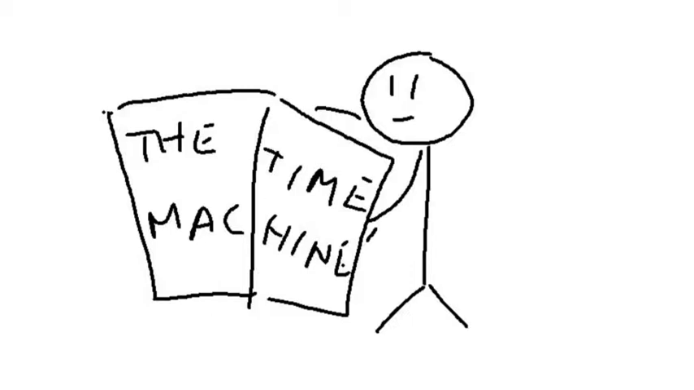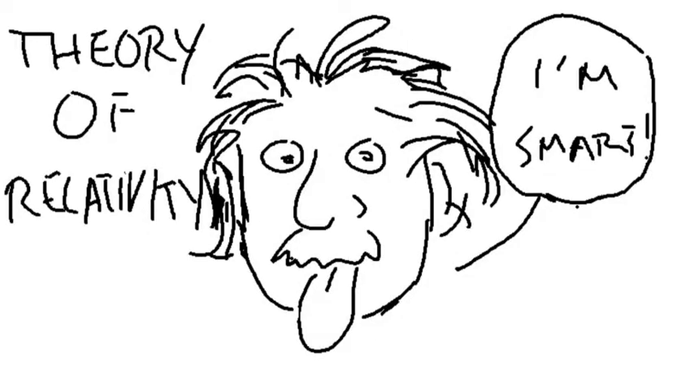Though referenced in H.G. Wells' The Time Machine, the actual science of time travel didn't come into being until well into the 20th century as a side effect of Einstein's theory of general relativity. It was developed in 1915.